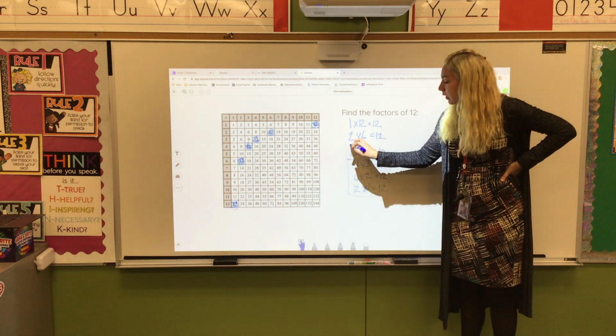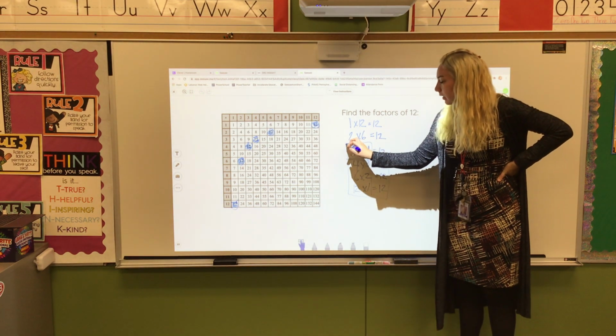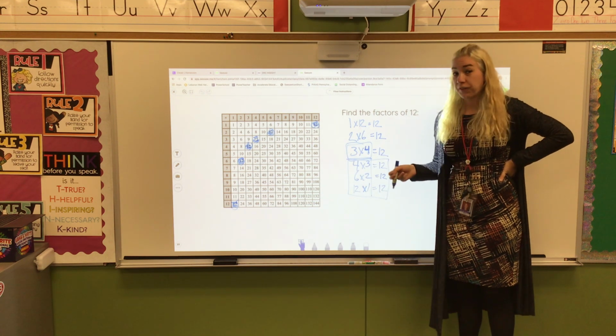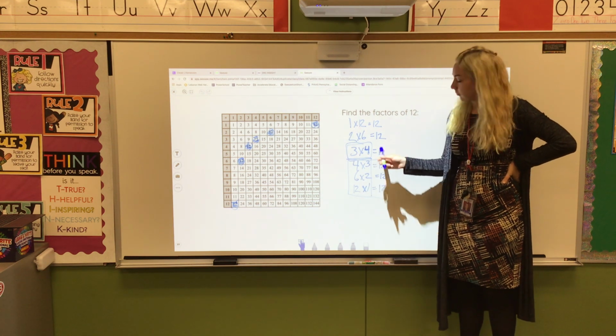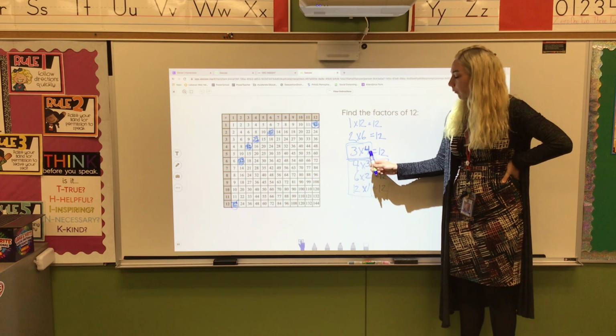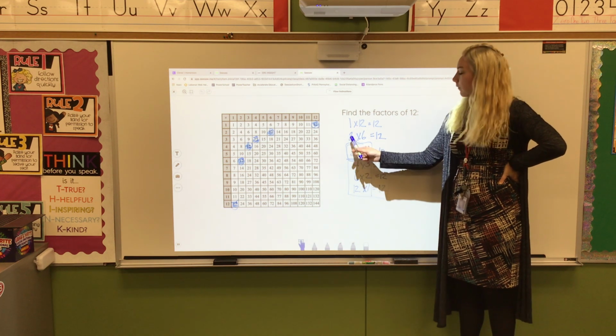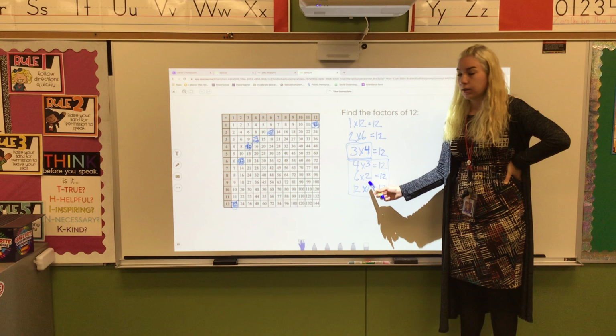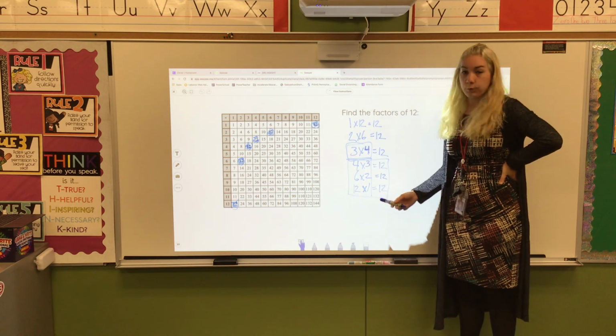I told you guys earlier, when you get to numbers that are right next to each other, it means you found all the possible factors. Because when you keep going, you just go to the opposite side. So instead of 3 times 4, we got 4 times 3. Instead of 2 times 6, we got 6 times 2. And instead of 1 times 12, we got 12 times 1.